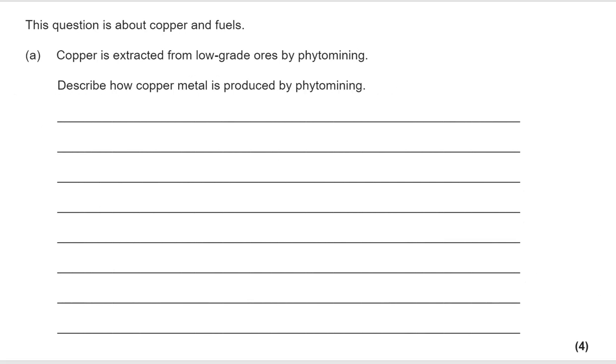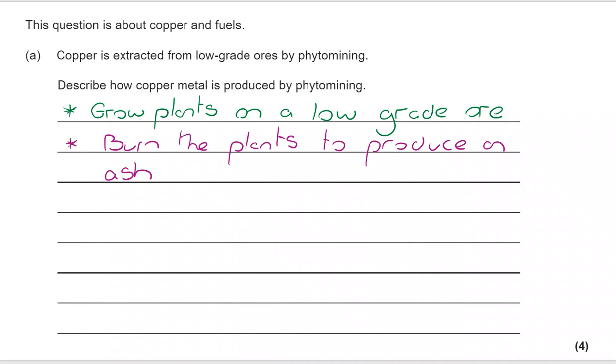Copper is extracted from low-grade ores by phytomining. Describe this process. It is important that you get a handle on phytomining, certainly more so in terms of the detail than bioleaching. You grow plants on a low-grade ore. Remember, a low-grade ore contains less copper. But what we then do is we burn the plants to produce an ash.